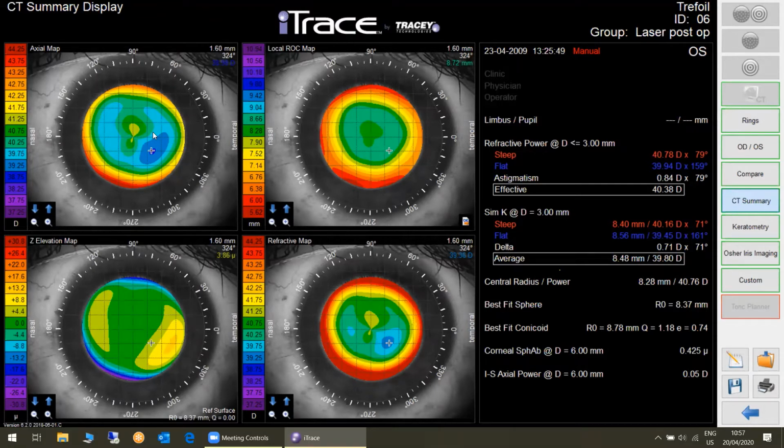Secondly, we said that the patient's pupil is 7.5. How big was the optical zone? Well, we see here 3.2 and the other 2.8. So that's a 6 millimeter optical zone. Well, you can understand that if you have a 6 millimeter optical zone and a pupil of 7.5, this will cause night vision problems with glare and halo.